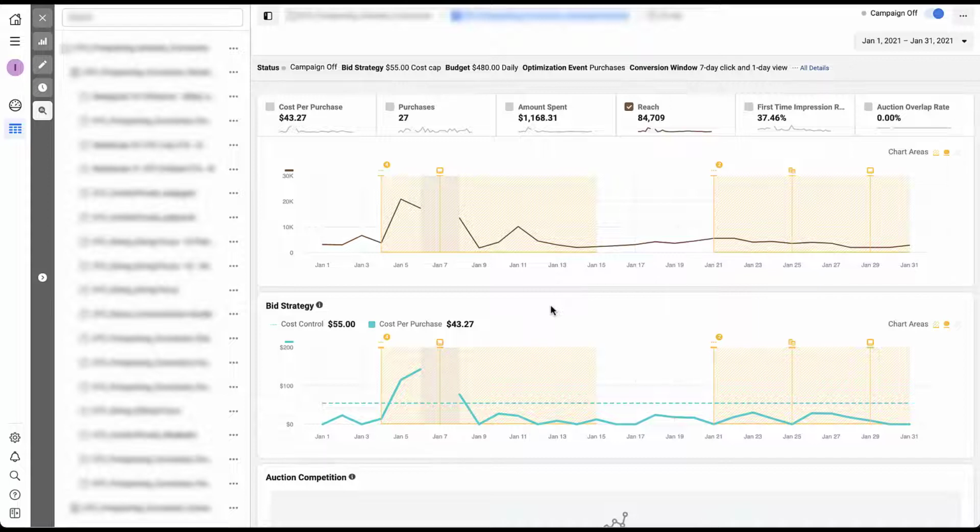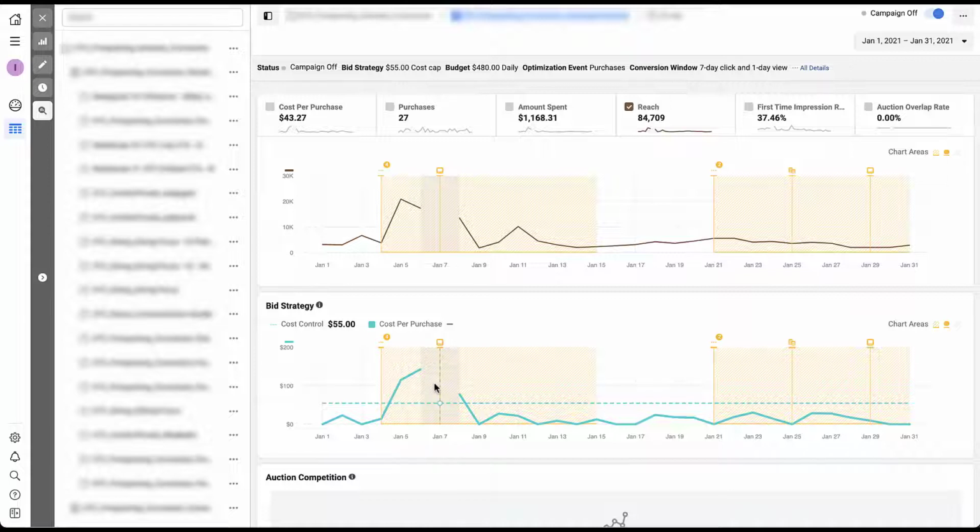So the reason that I chose this ad set within this account is because this one utilizes cost control. One thing to note, this ad set utilizes cost control. This is where we're trying to keep a certain cost per purchase in mind. And right now you can see that our cost control was at $55 cost per purchase, and overall performance was at $43.27. Here you'll notice that we have the blue line that shows the overall cost per purchase.